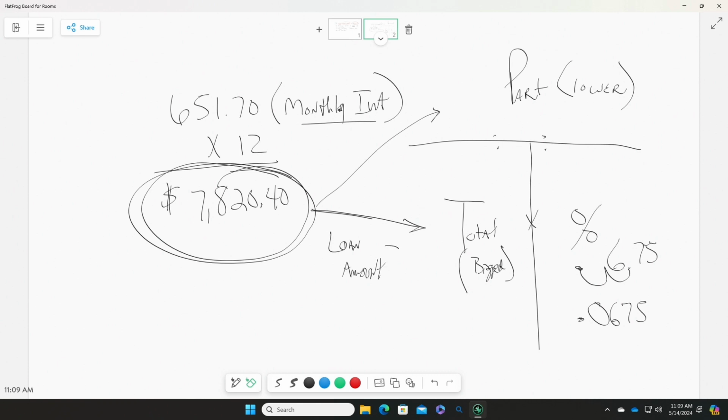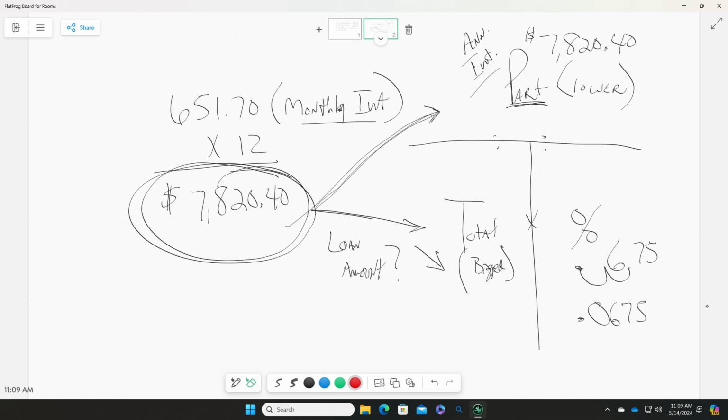So would the loan amount be bigger or smaller in this problem? Well, I think the loan amount is going to be the bigger number, but the annual interest will be the smaller number. And so we have $7,820.40. That is the annual interest, right? We knew the monthly interest. We multiplied it times 12. We get the annual interest.